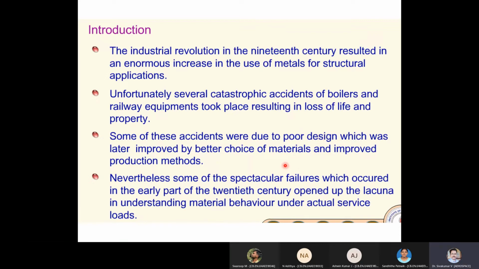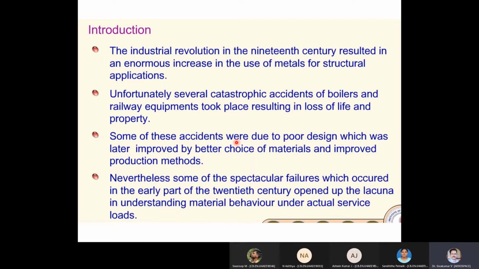So then they tried to study those things, and they found that the accidents may have been because of poor design. Designing was poor. Later on they improved their understanding of the materials. They improved the concepts and made some provisions, something like that.